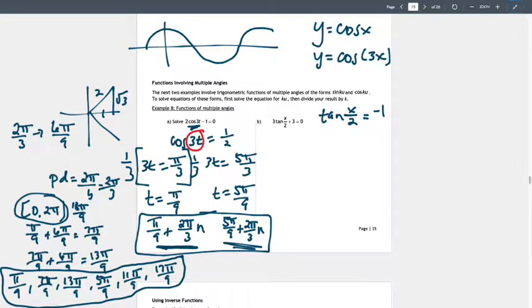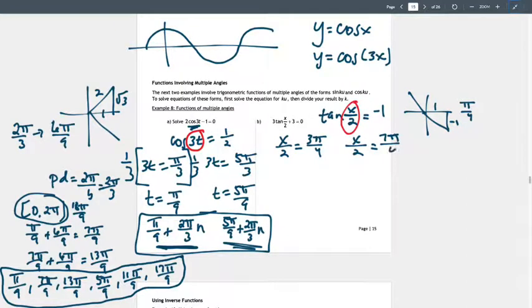So what we're looking for is the angle where, when you take the tangent of it, you get -1. Let's see, the tangent's negative in the second and the fourth quadrant, and it's -1 at a pi over 4 reference angle. So our angle in the second quadrant is going to be 3 pi over 4. And then in the fourth quadrant, it's going to be 7 pi over 4.